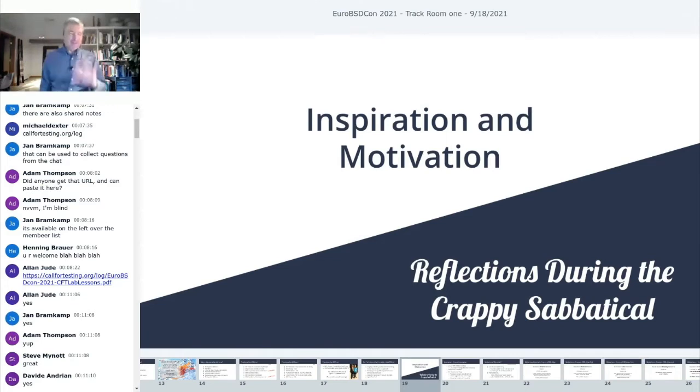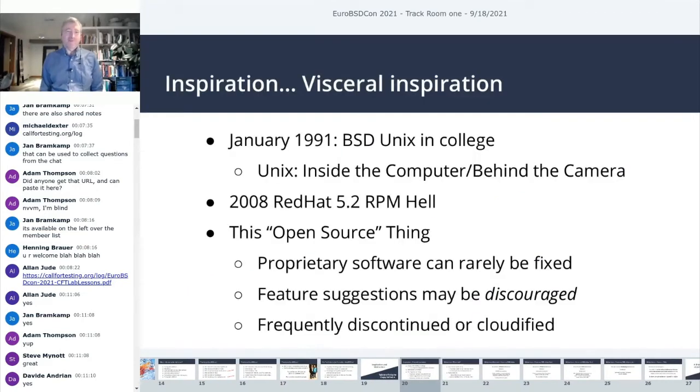Okay, just briefly about inspiration and motivations. And I've always wanted a sabbatical, and the pandemic gave this nice, crappy sabbatical. Not quite what I pictured. So a little context. January of 91, a few months before the announcement of Linux, I sat down at a Unix system in college, literally across the forest here. And coming from Hollywood, it was like, oh, whoa, that's the inside of the computer. I actually totally understand behind the camera.